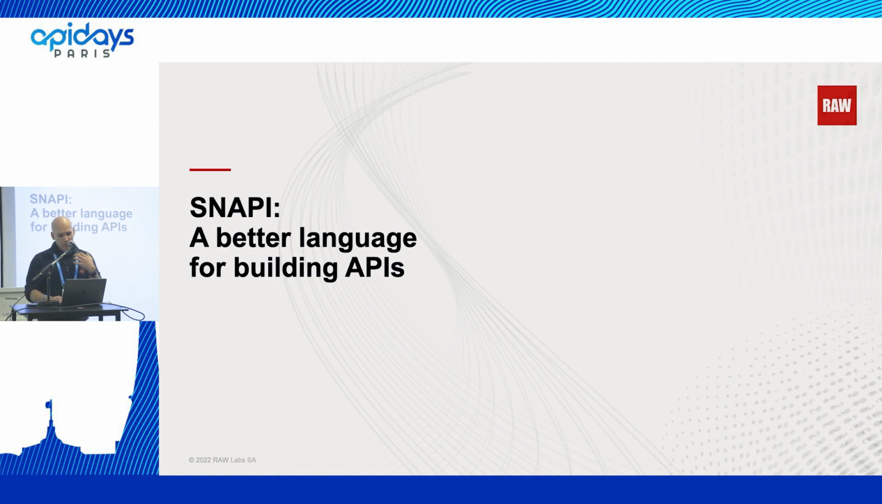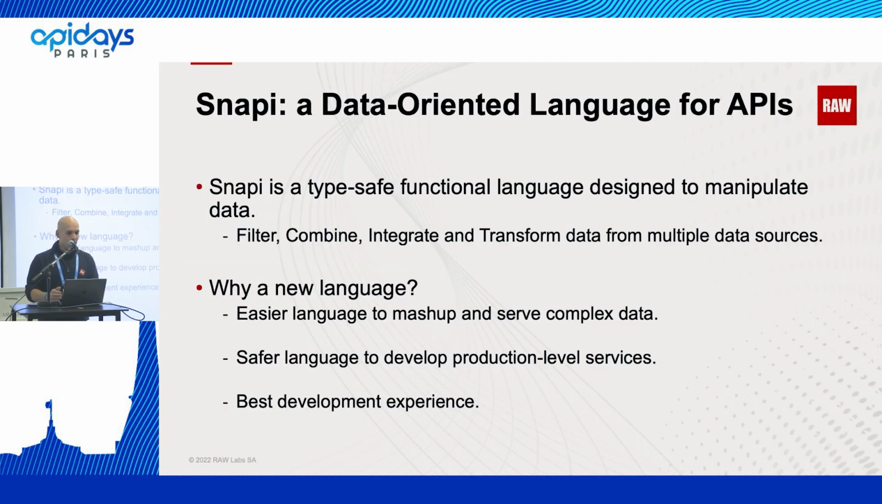And essentially, it's our take on what we think is a better language for building APIs. So it is a data-oriented language, and if we start putting our academic hats on, it's a type-safe language. It's a functional language designed to manipulate data. Effectively, it's about filtering, combining, integrating, and transforming data from multiple sources. So a typical scenario: query multiple files, join them, data on files, data on databases, data on S3, data on data lakes, data on other APIs, and being able to join all that together.